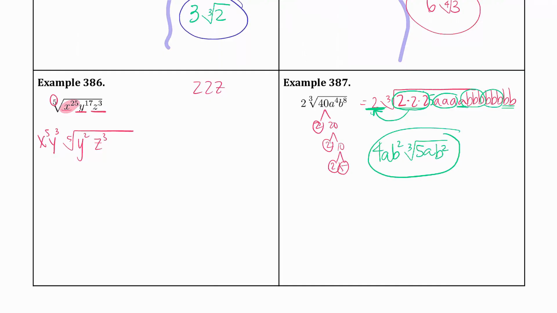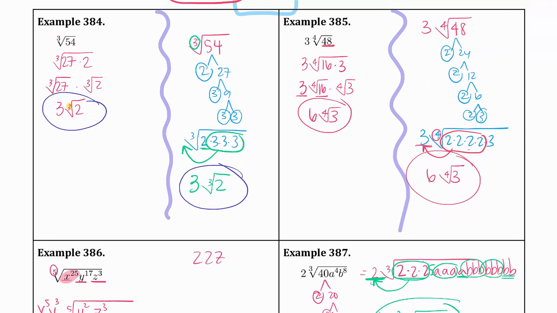So simplifying a higher root is very, very similar to simplifying square roots. If we're using the factor tree method, we're just looking for groups of 3 if it's a cube root, groups of 4 if it's a fourth root, groups of 5 if it's a fifth root, and so on.